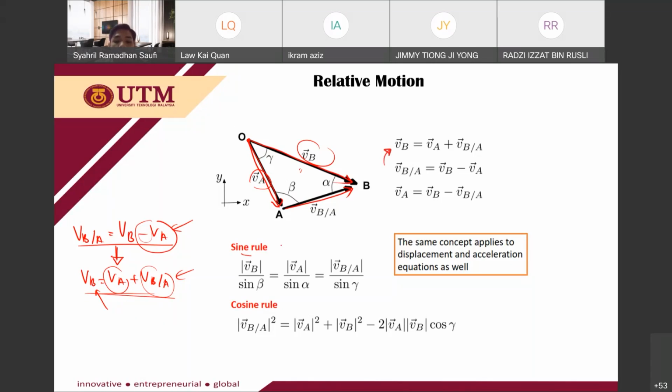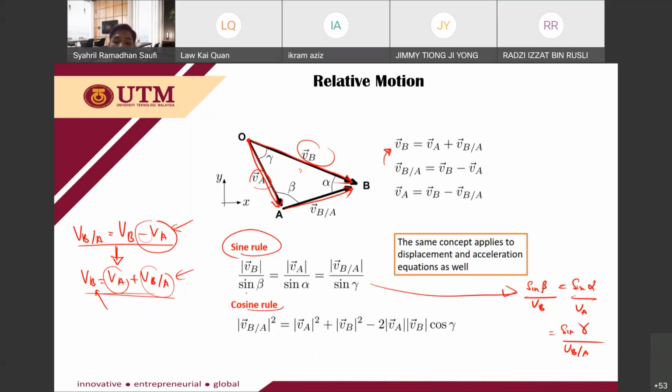Okay, so this is the sine rule. Basically, this sine rule is actually a ratio between the vector and the angle. So you can use sine beta over VB is equal to sine alpha over VA is equal to sine gamma over VB/A. So it's the same thing.